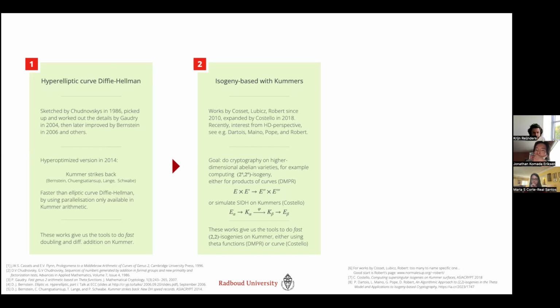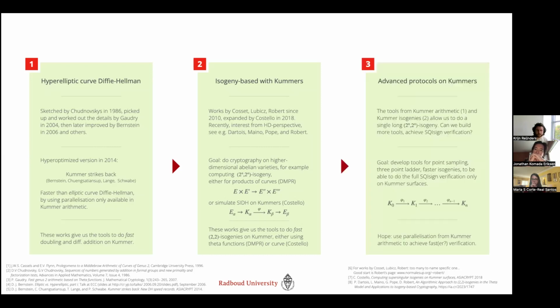So computing a 2^n-to-n isogeny between products of curves was this first work, whereas Craig really wanted to simulate SIDH on Kummers. And these works already give us the tools to do fast 2-2 isogenies on Kummers. And then you might wonder, okay, what's left then? Well, this is our starting point.